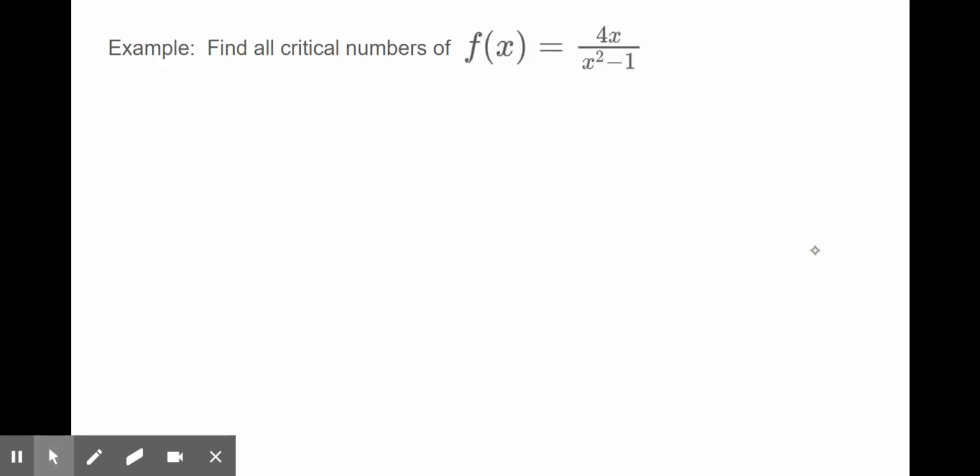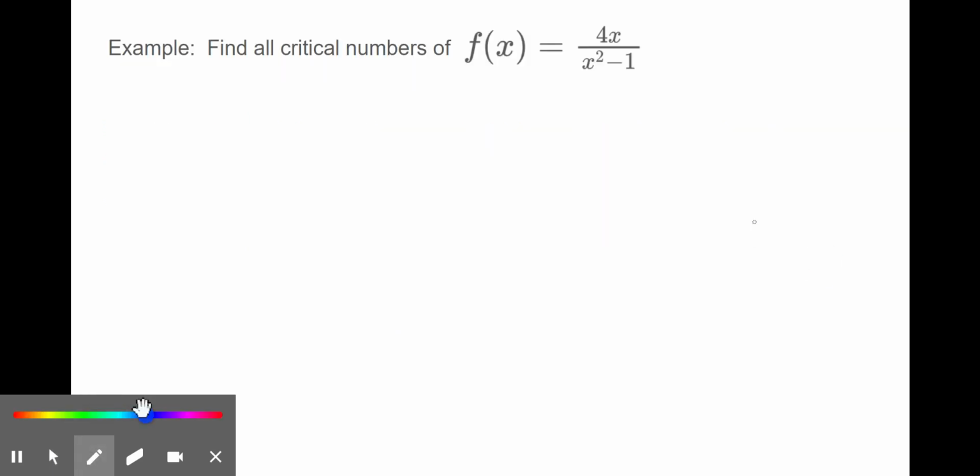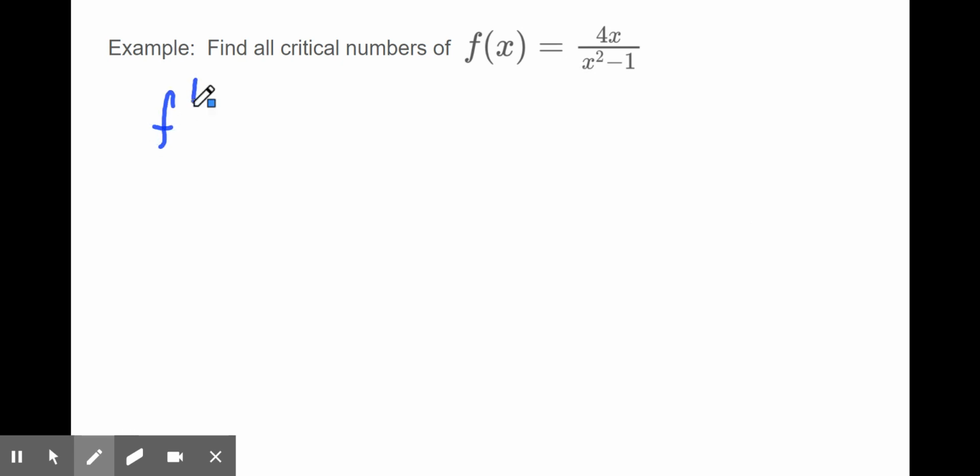Now let's do the same thing. Find me all critical numbers of f of x equals 4x over x squared minus 1. So now I need to find the derivative and set it equal to 0. But this is a quotient rule problem, so let's go do that.